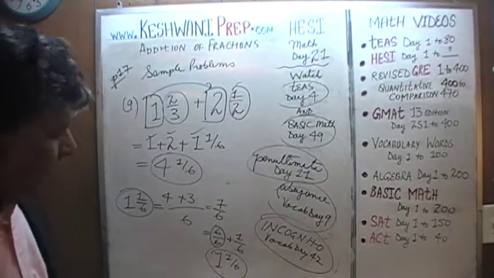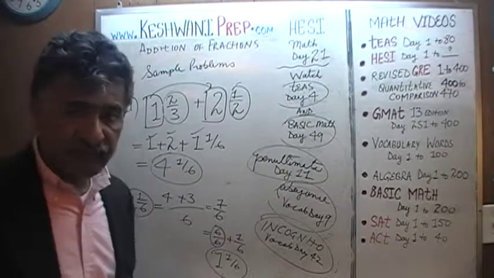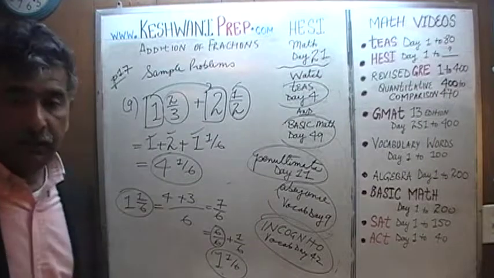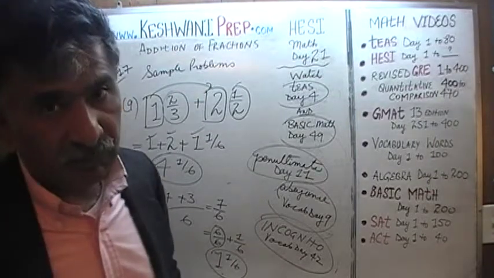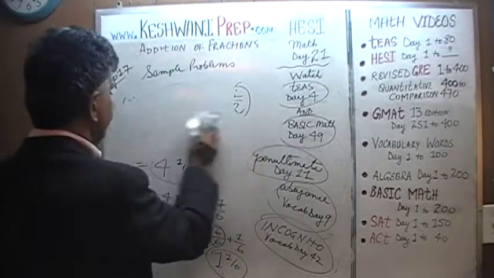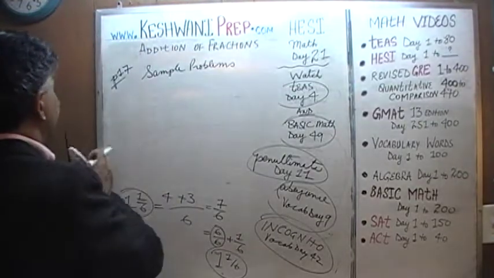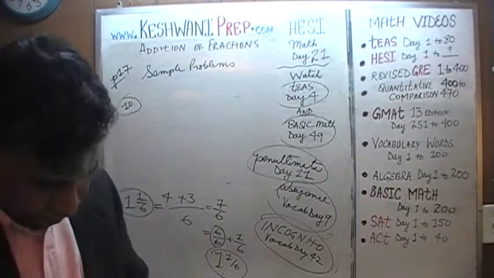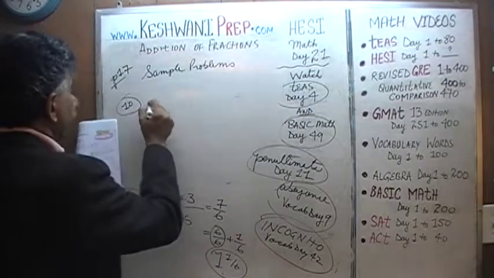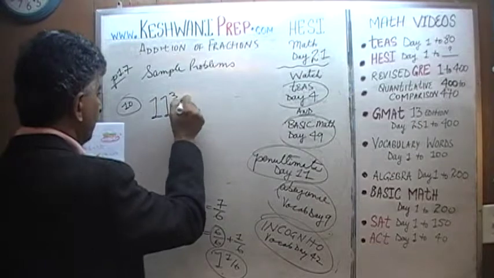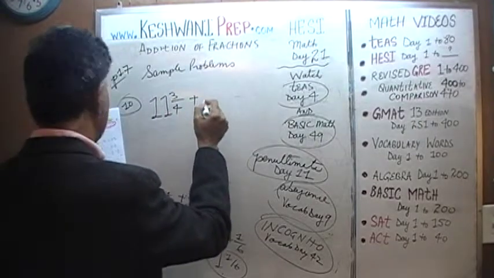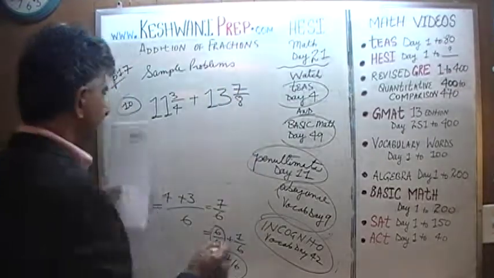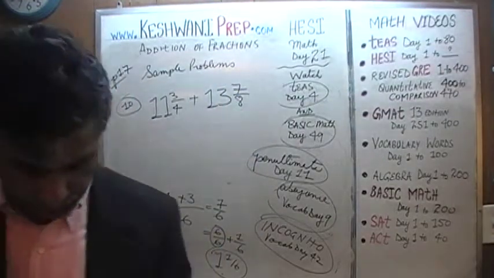Let's go to the very last one. So penultimate is just a very fancy way of saying second to the last. Problem number 9 was the penultimate problem. Let's do the very last one. Eleven and three quarters plus 13 7/8.